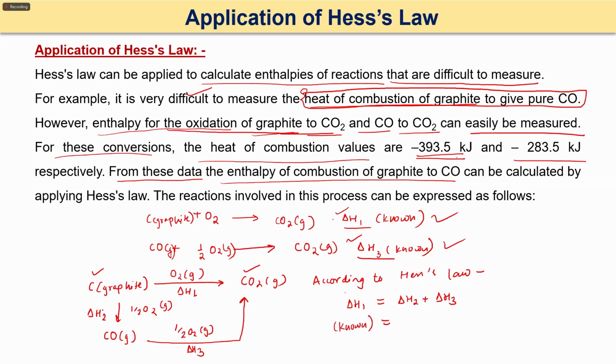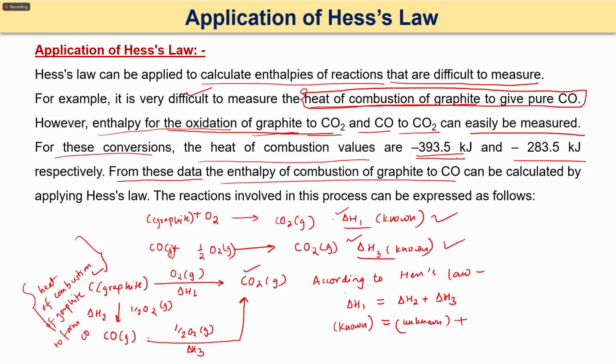Now delta H2 is what we have to calculate, which is the heat of combustion of graphite to form CO2. This is what we have to calculate, and it is difficult to measure.